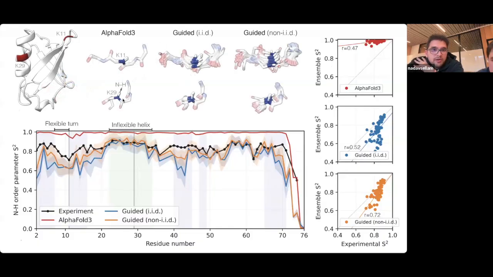Similar things can be observed when you zoom into one region, for example K11, at the 11th residue. If you look at the amide bond, AlphaFold predicts relatively rigid amide bonds, and the non-rigidity is more obtained with non-IID guidance compared to IID guidance, even here. So essentially, you're confirming that guiding with NOE also agrees with other experimental measurements.